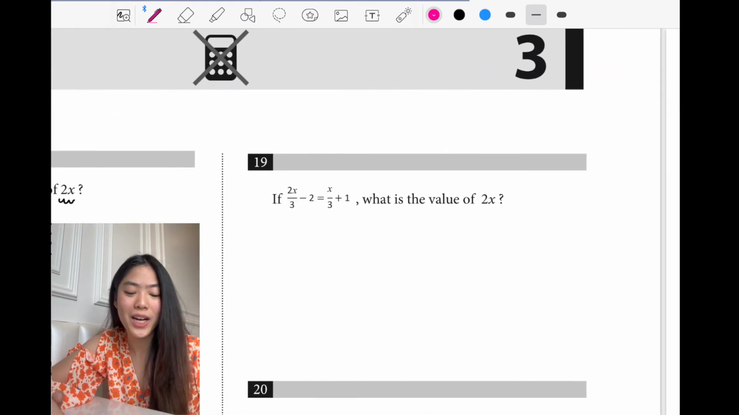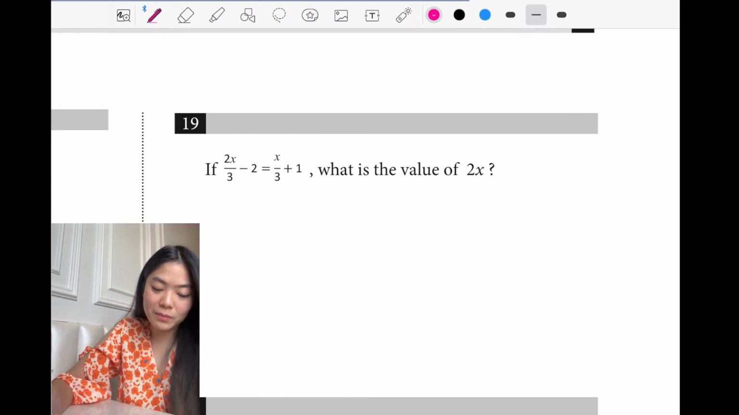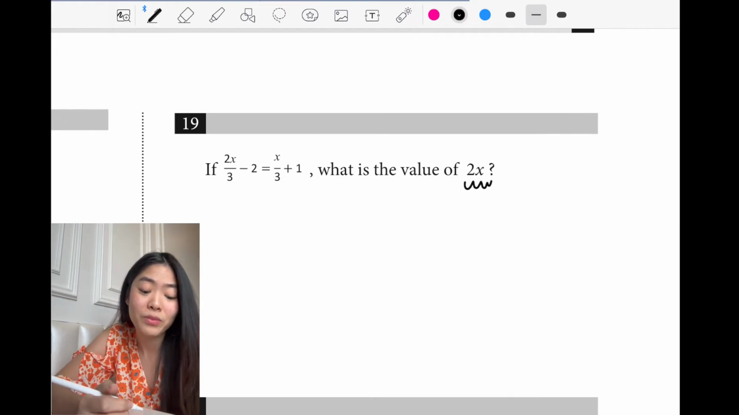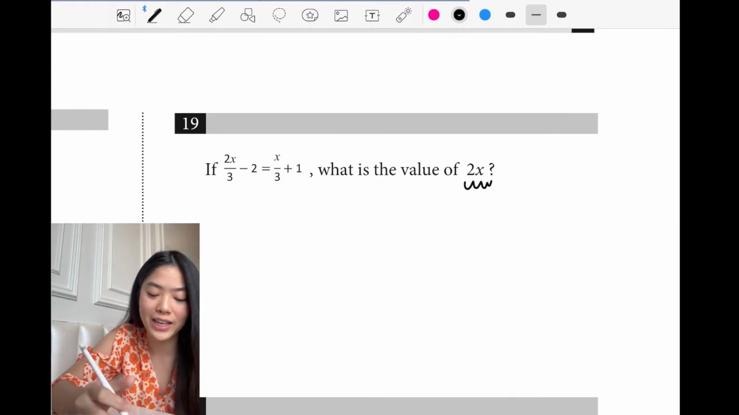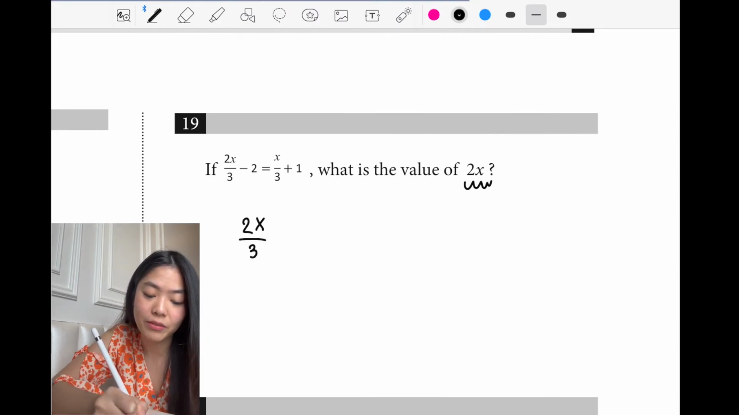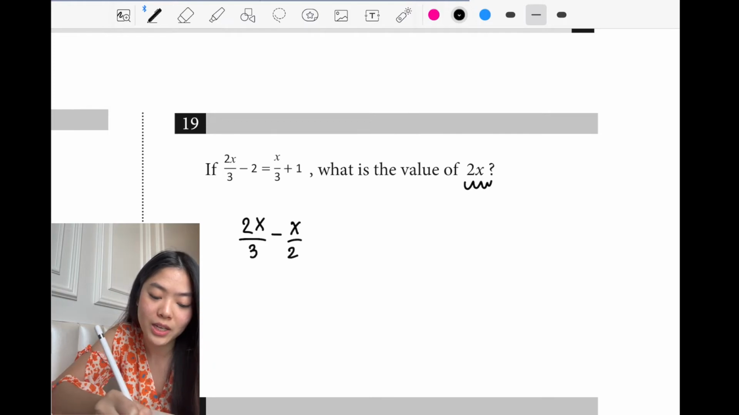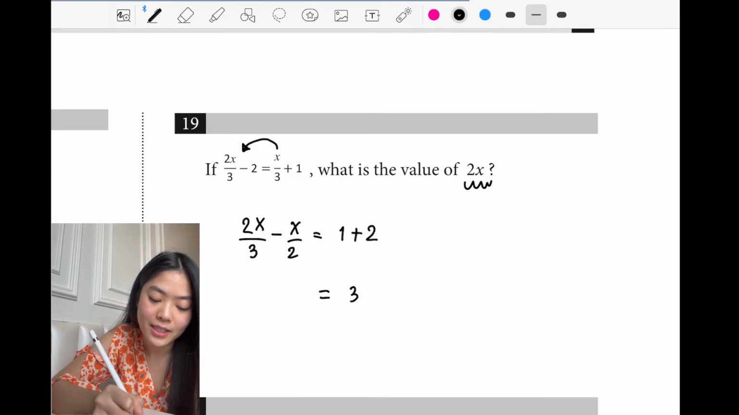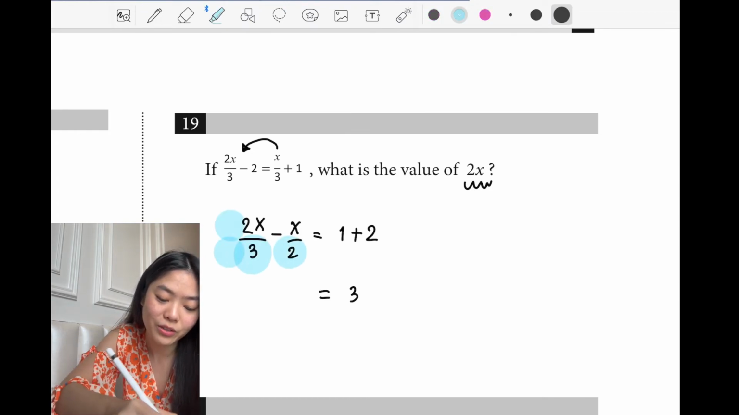Next one, question 19. If 2x minus 3 minus 2 equals x over 3 plus 1, what is the value of 2x? We can try to solve for x first. I would combine like terms of x, bring x to one side, add up the numbers on the other side, and then make the denominators equal to each other.